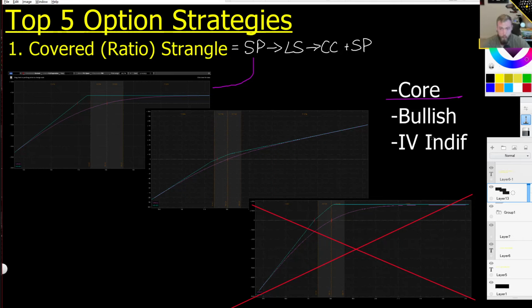So these live within my core allocation, meaning this is really how I make a lot of my money over time. They're bullish in their nature. I want the underlying to go up through all stages of trading this. And I put volatility indifferent.